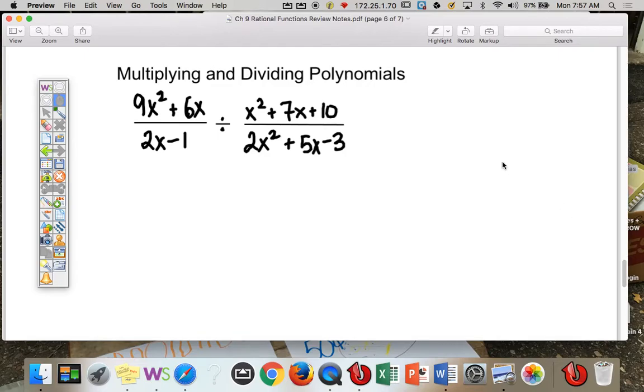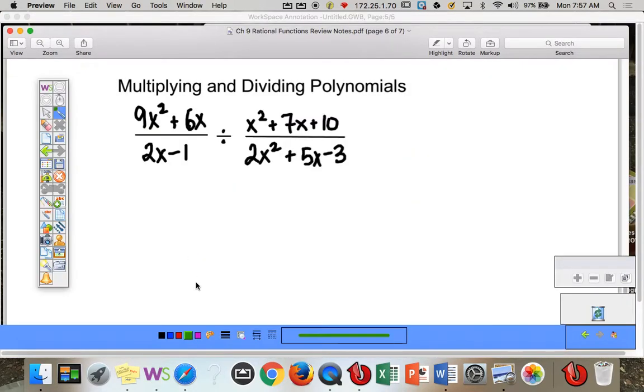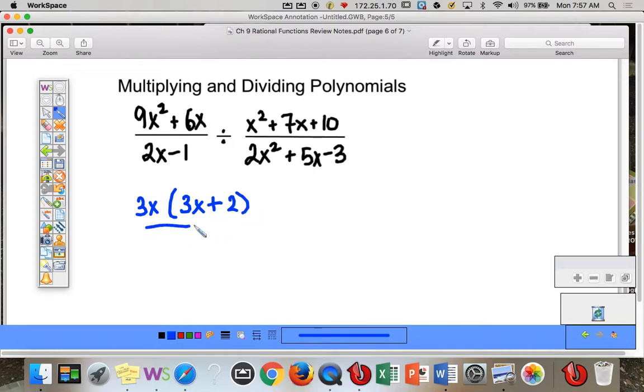We looked at multiplying and dividing polynomials. First step is factor. If we take a look at the top, this is a greatest common factor right here. I can divide the 9 and the 6 by 3x, and x squared and x by an x, and write what's left. 9x squared divided by 3x, there's a 3x left. 6x divided by 3x, there's a 2 left. The bottom's already factored. We're going to flip and multiply.